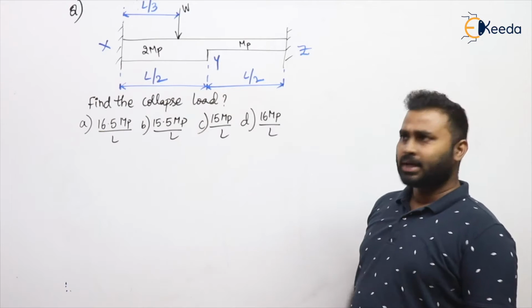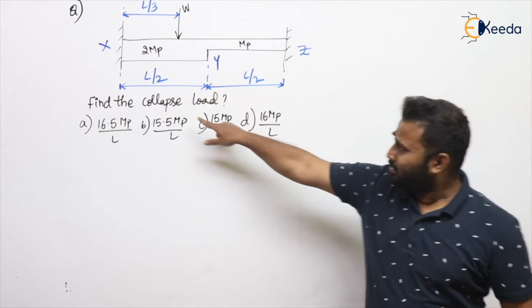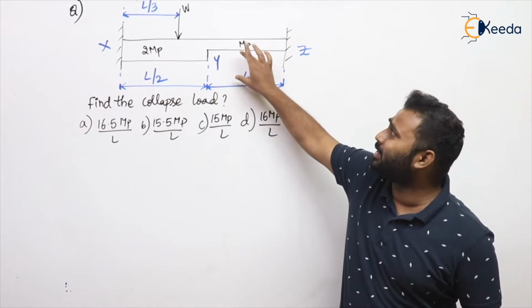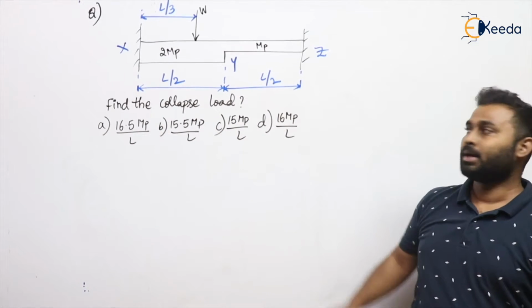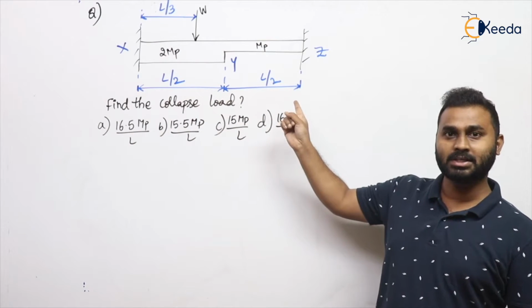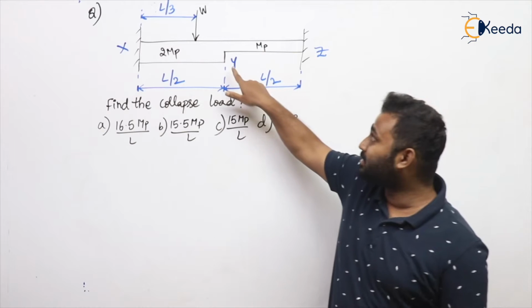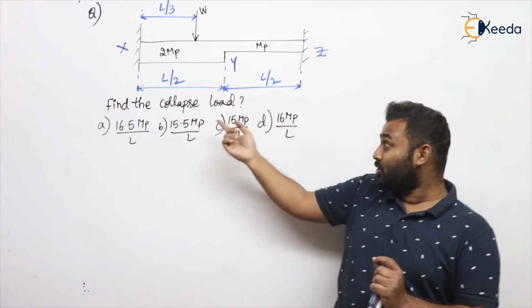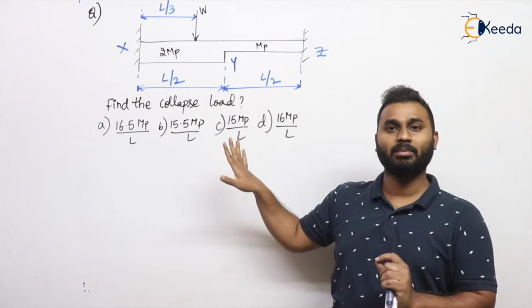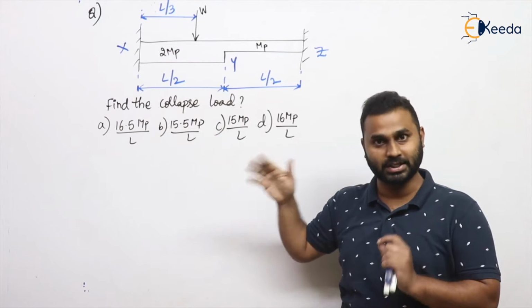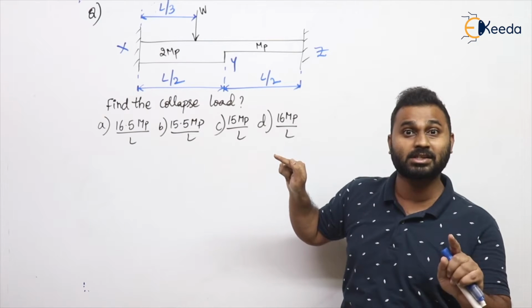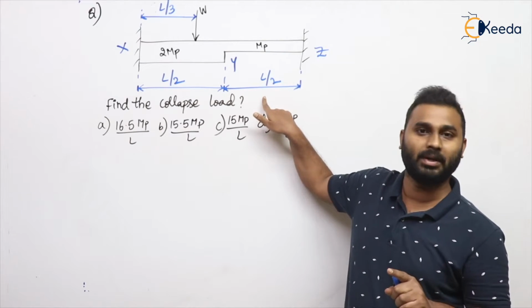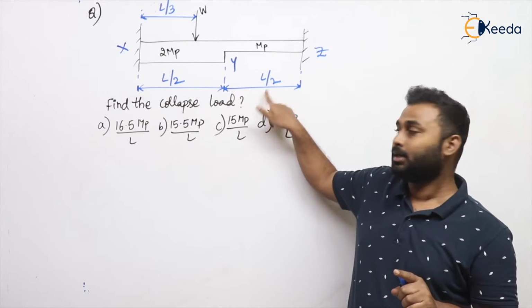See this question. Again, this question is also finding out the collapse load for the given beam. Basically this is a fixed beam, and there is a change in cross section exactly at the center. As I keep on saying all the time, most of the previous questions in GATE from this plastic analysis topic are based on this model only. Clear?